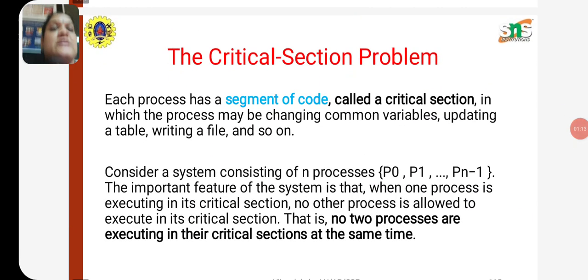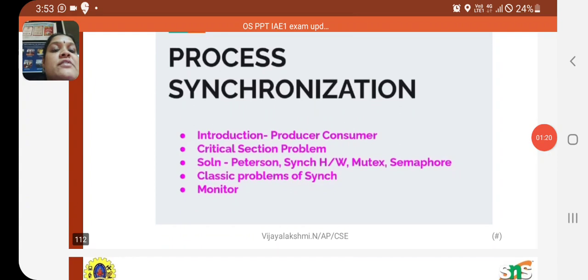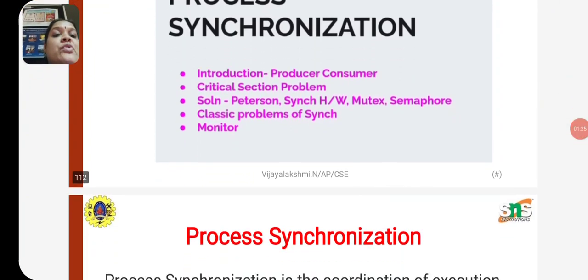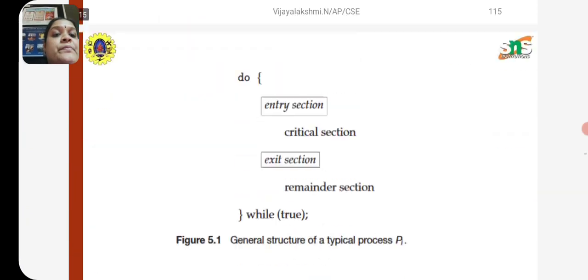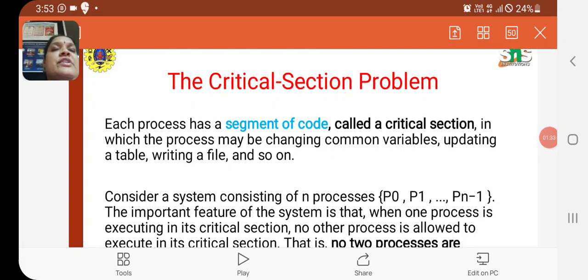Next comes the thing called critical section, because in the heading itself we saw that first we are going to give the introduction about process synchronization, and then we are going to move on to the critical section problem. So what is actually a critical section? We already know the definition of a process and the difference between a process and a program. Now the definition of critical section is that each process will have its own segment of code, which we call the critical section.